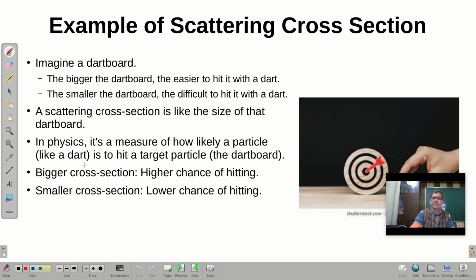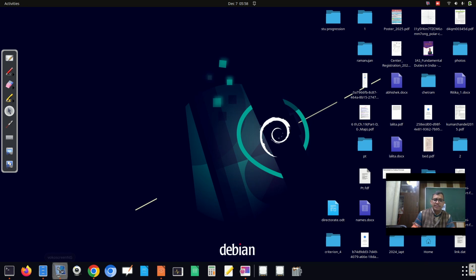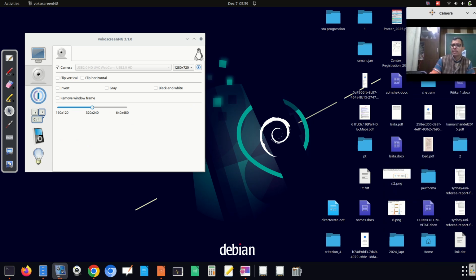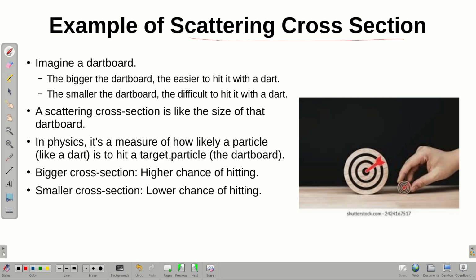Now next is how to work on it mathematically. To do that, we have to understand the meaning of the scattering cross section, that is, what is scattering cross section. Suppose there is a dartboard with me. Just a minute. Let me change this and put it somewhere here. Now suppose there is a dartboard with me. This is one dartboard, there is another dartboard, and I am hitting something on it. So that means it is a scattering cross section.